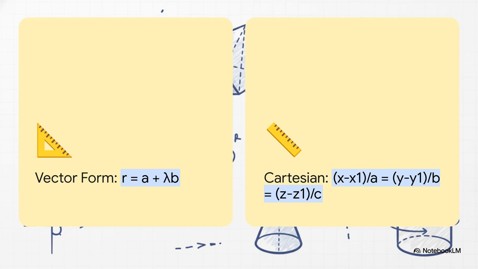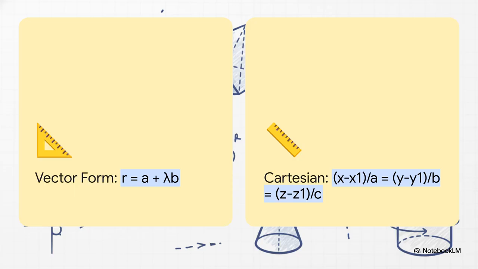And that brings us to how we actually write this down. You're going to frequently see these two formats. First, the vector form, r equals a plus lambda times b. It's sleek, it's purely geometric. Then there's the Cartesian form, which breaks it down into the familiar x, y, and z coordinates. The big takeaway here? These are not competing ideas. They're simply two different languages, vector and algebraic, describing the exact same line in space.